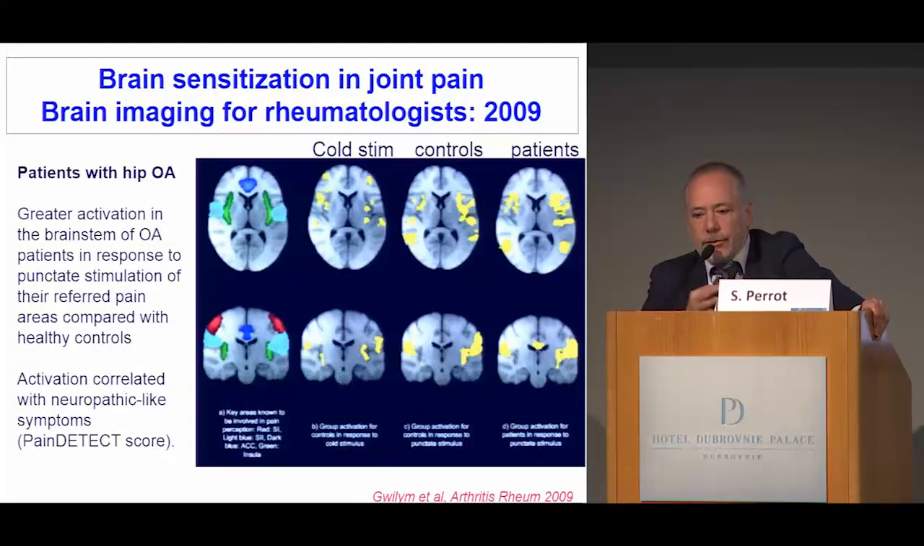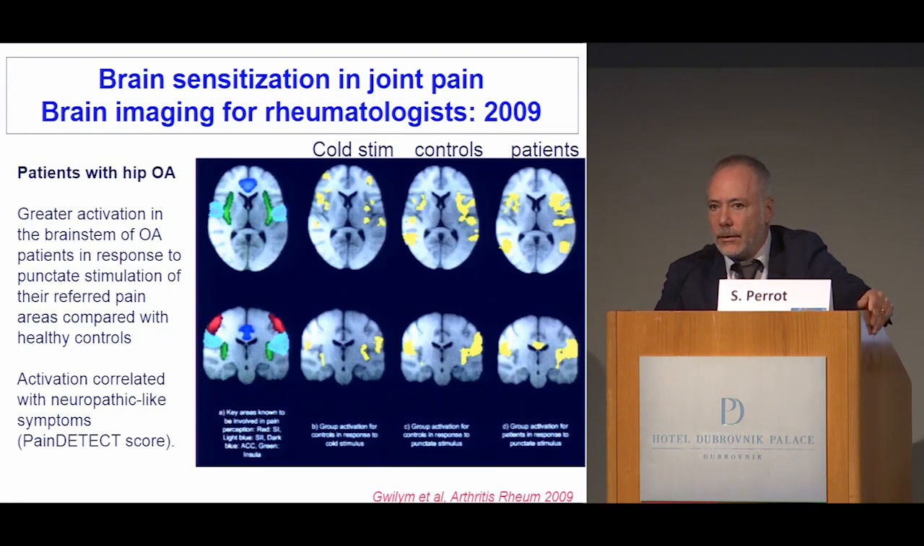And as a rheumatologist, this study for me was very impressive because I discovered that above the knee was a brain, and that the brain could be sensitized in patients with hip osteoarthritis. Here is the study where punctate stimulation in the skin area around the hip demonstrated increased brain activation in patients with hip osteoarthritis compared to normal controls.